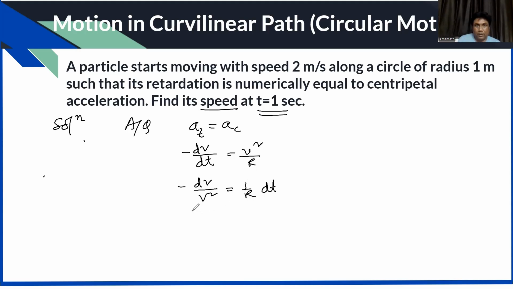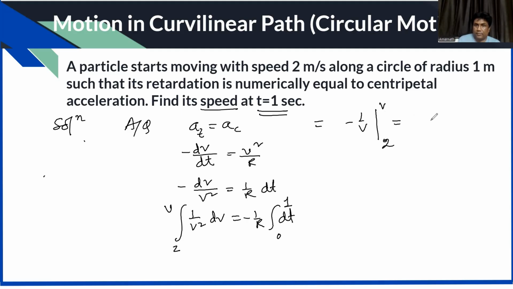So again, 1 by V square dV integration equal to minus 1 by R integration dt. When time was 0, velocity was 2. When time is 1, the velocity is v. That v I need to calculate. Now 1 by v square dv's integration is always minus 1 by v only. Limits 2 to v. It will be minus 1 by r, integration of dt is t only. That minus minus got cancelled.